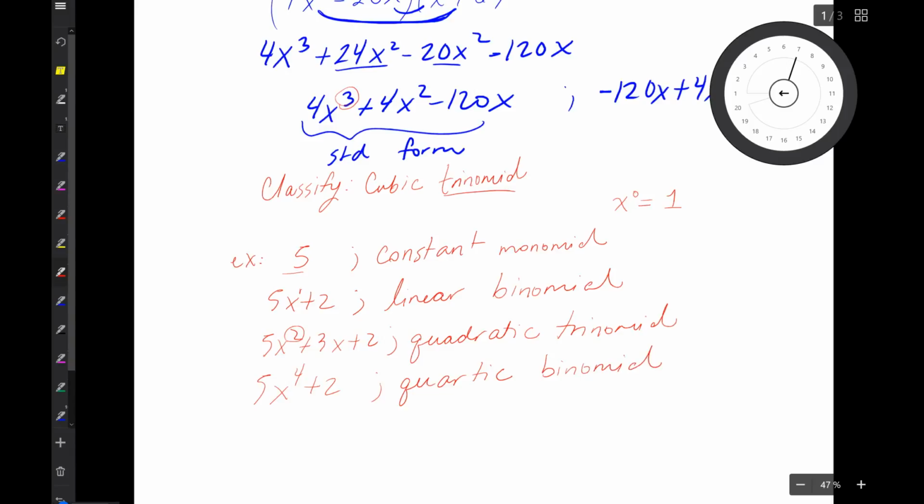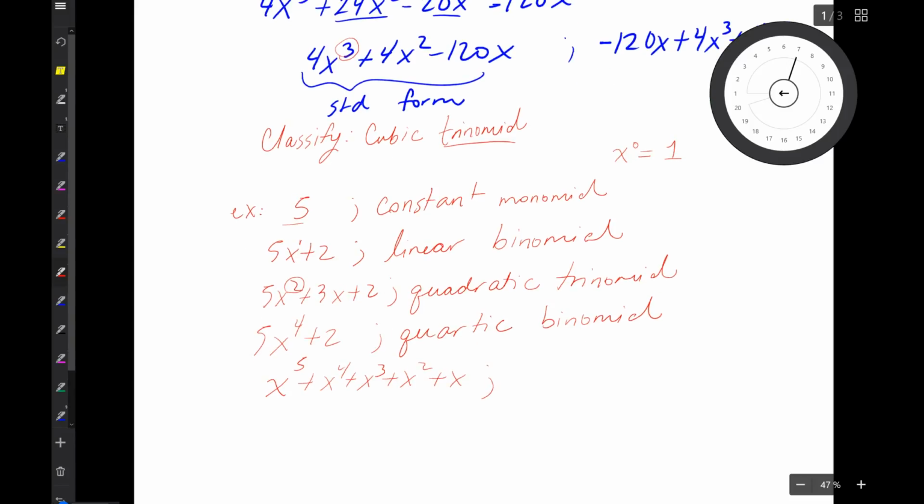And then like an x to the 5th plus x to the 4th plus x to the 3rd plus x squared plus x. What do we call this guy? Quintic. It's kind of fun to say, not as fun. Quintic, and then it's got 1, 2, 3, 4, 5 terms. Yeah, just a polynomial of 5 terms.